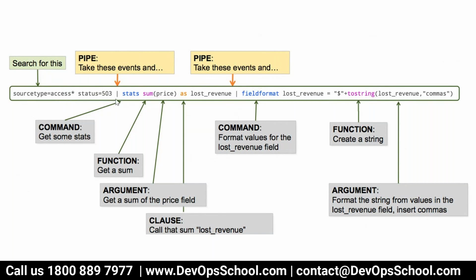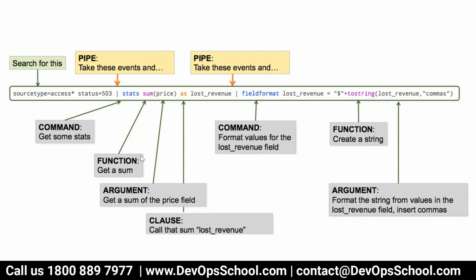On top of the results, you want to display that information in certain ways. So here stats, you see, is called a command. You see there's a pipe sign. Stats is a command. Here you see fieldformat, that's a command. Okay, so this is the command.